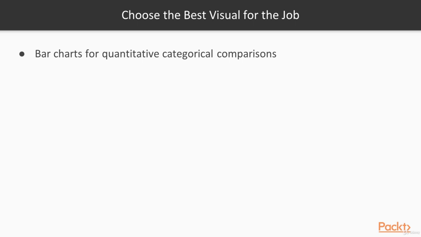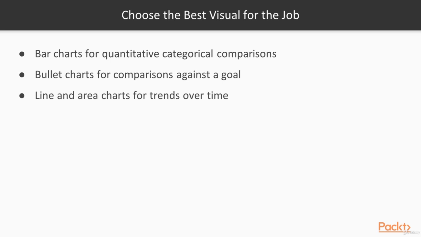Some highlights we saw in this course are to use bar charts for quantitative categorical comparisons, bullet charts for comparisons against a goal, line and area charts for trends over time, and box plots for distributions. Maps for geography, etc. The best tool for the job, as I say at the top.